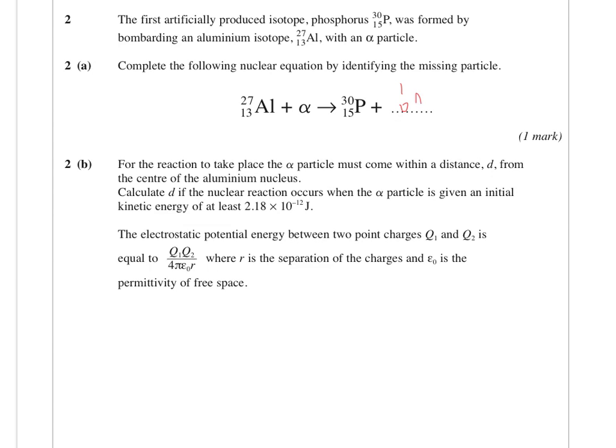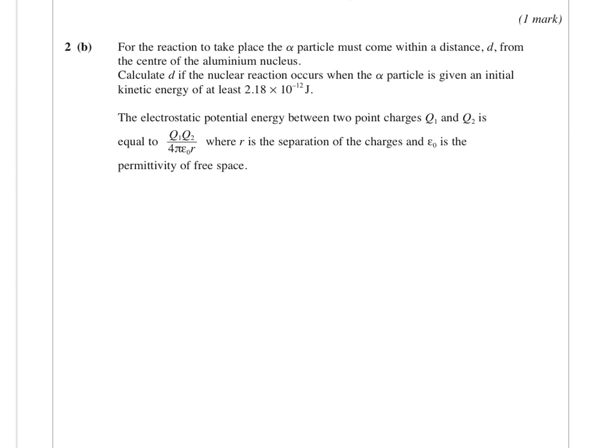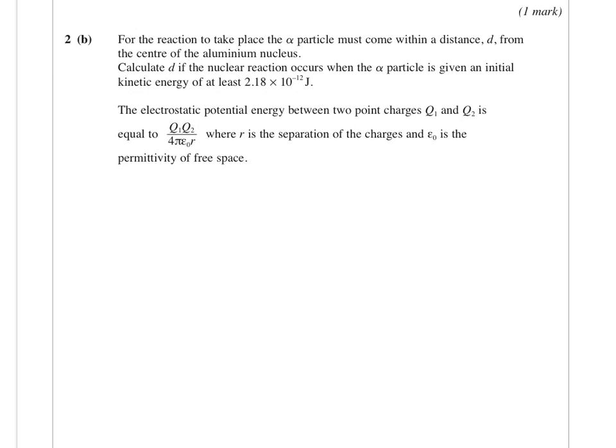which means it's a neutron. Okay. For the reaction to take place, the alpha particle must become within a distance d of the centre of the aluminium nucleus. Calculate d if the reaction occurs when the alpha particle is given an initial kinetic energy of at least 2.18 times 10 to the minus 12 joules. And we've got the equation for potential energy. So this is the distance of closest approach question. So essentially what we're going to be doing is equating this expression here.